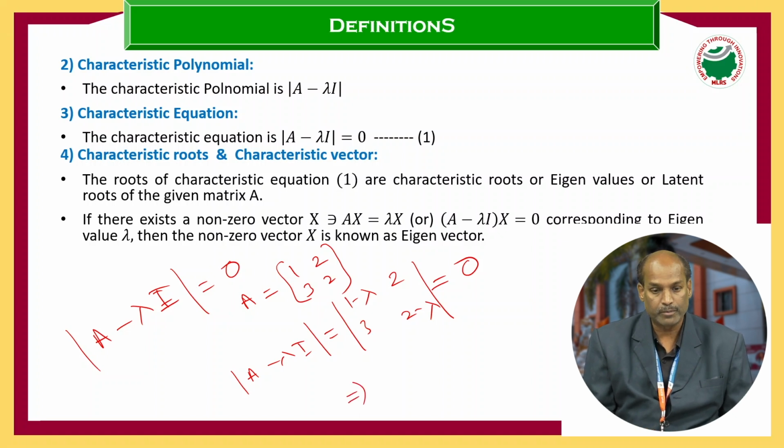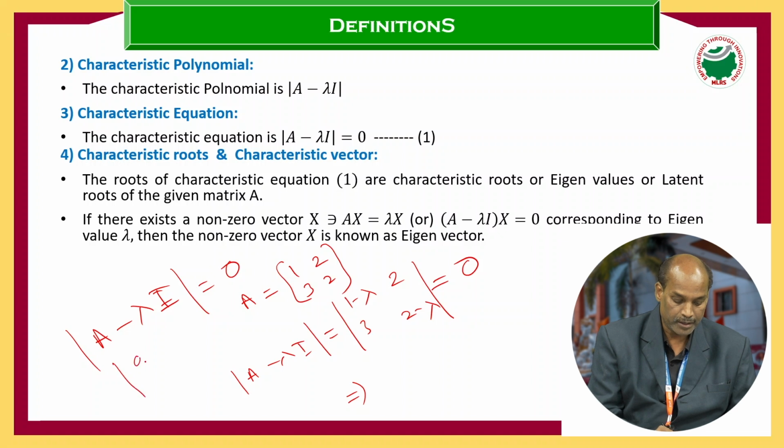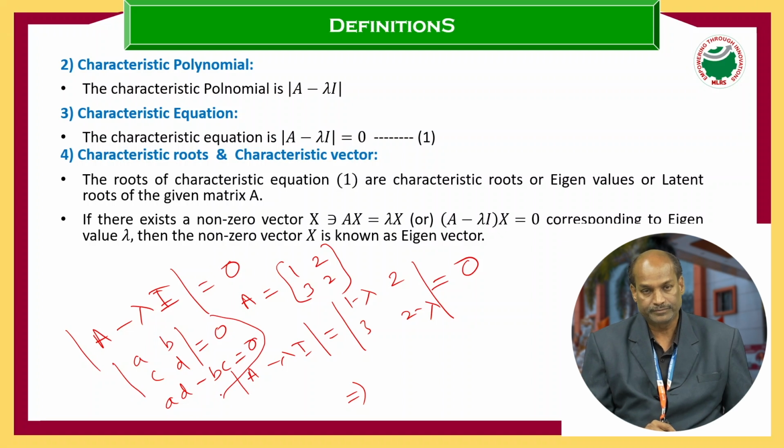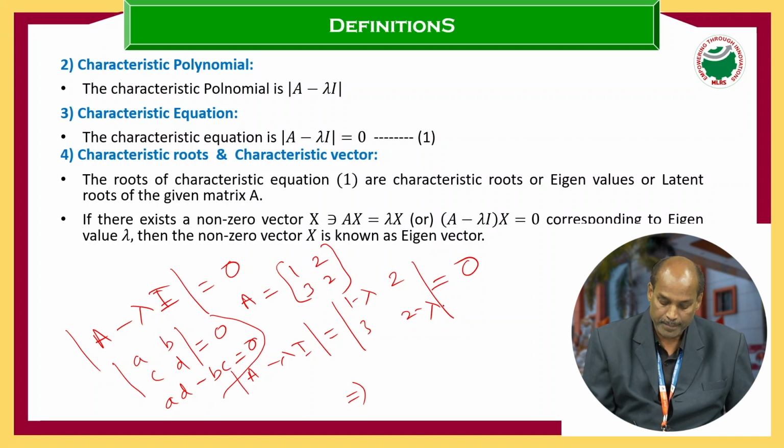What is the determinant of a 2 by 2? For the matrix A, B, C, D, the determinant is AD minus BC equal to 0. This is the formula for the 2 by 2 matrix. So here, (1 minus lambda)(2 minus lambda) minus 2 into 3, that is 6, equals 0.